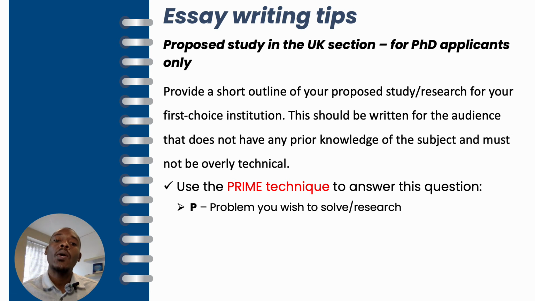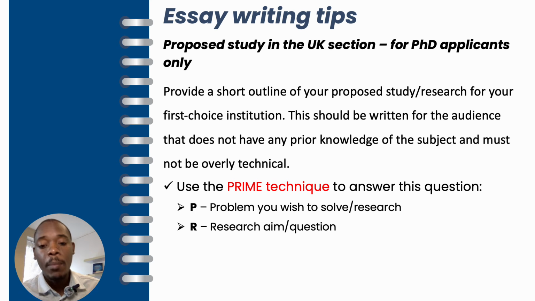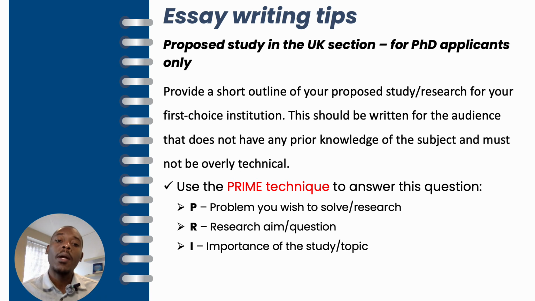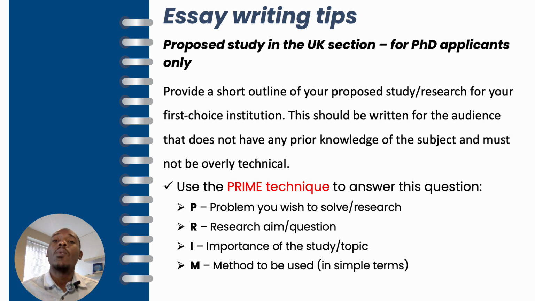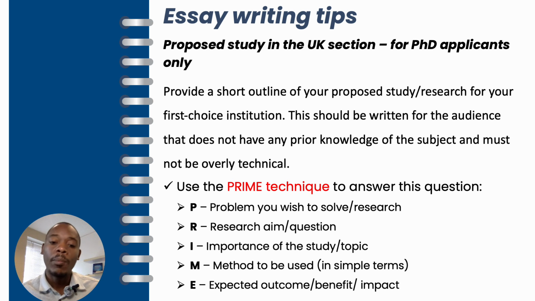So you need to outline the problem that you want to research, outline your research aim or research question, give the importance of your topic or your study, why it is important, outline the method that you want to use in simple terms, and also what impact you think it is going to create, or the expected outcome, the results that your research will give.